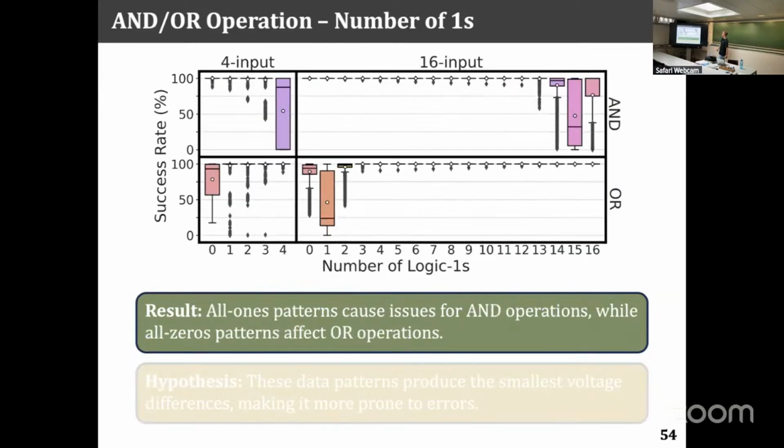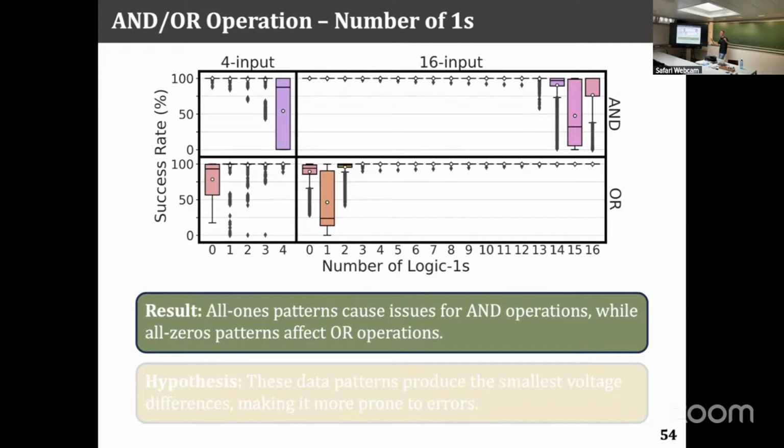And in this plot, you can basically see the problematic data pattern. It's a bit confusing, so let's focus on the top left, which is basically the plot for a 4-input AND operation. And what is plotted is the success rate of the operation, depending on the number of logical ones in the input.